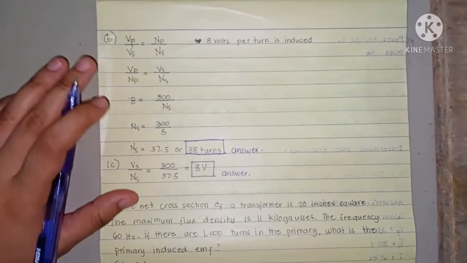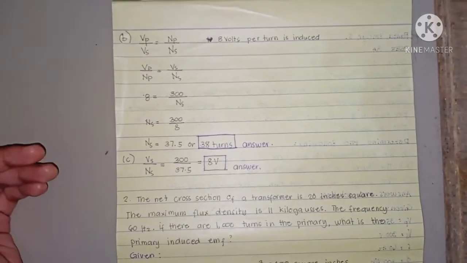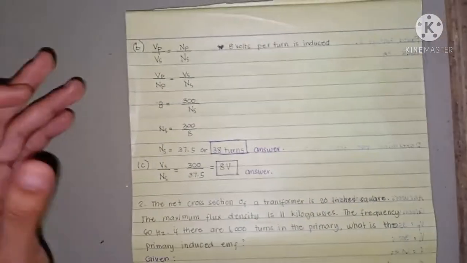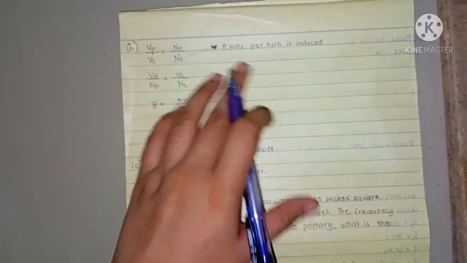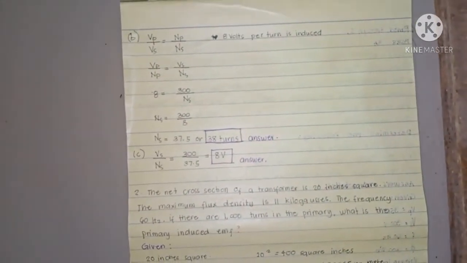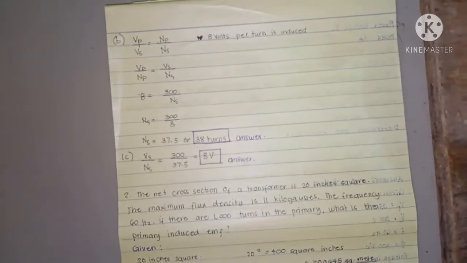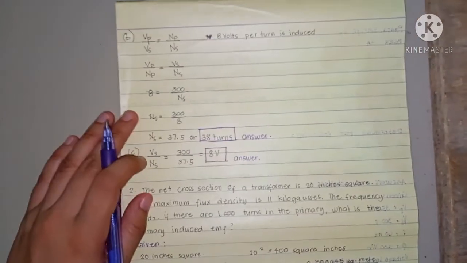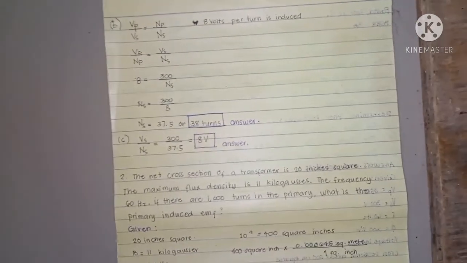Proceeding to letter B, we are tasked to find the number of turns on the secondary side. We have a given induced voltage per turn, which is 8 volts. Assuming that we already have studied the book that was referred by Engineer Agapito, our instructor, I won't explain some details now.